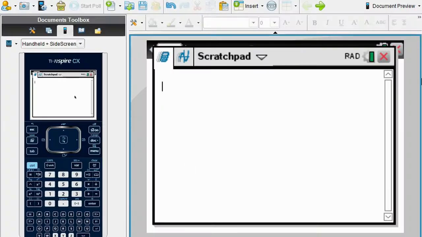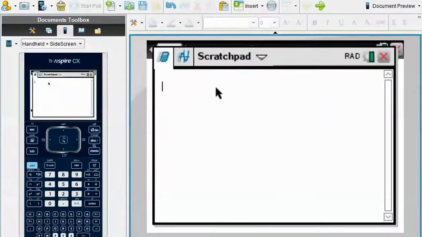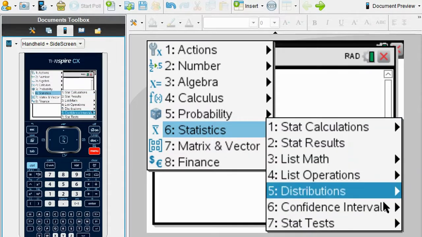Instead of individually typing it in, we're going to go straight to the two proportion interval function. So let's go find it. Instead of actually computing that with the plus and then copying it with the minus, let's just save time and go find a two proportion interval. So go find it under menu, stats, statistics, the confidence intervals.